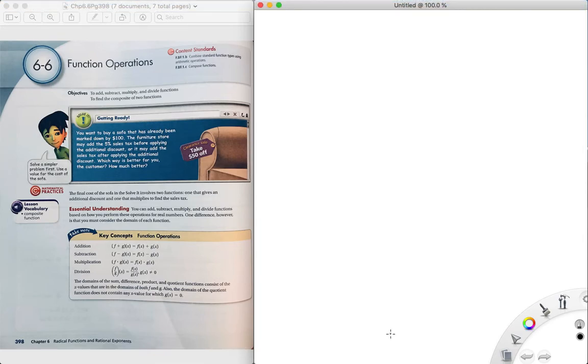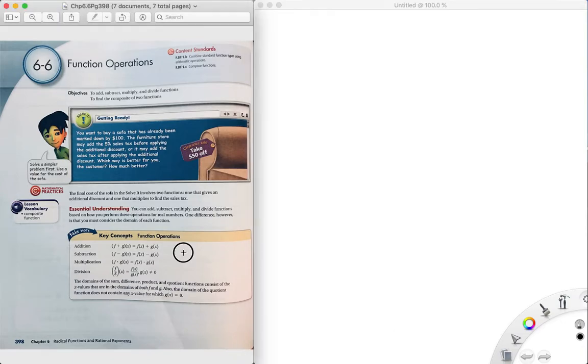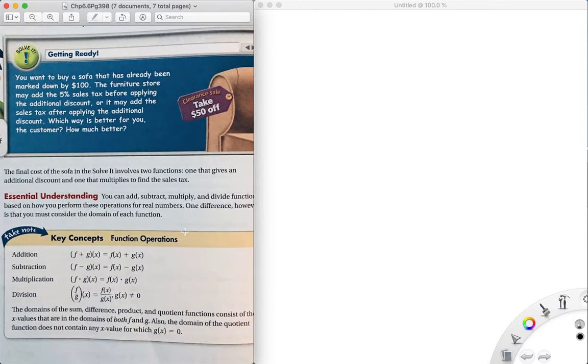Alright, this is Algebra 2, Section 6.6. Function operations. Another way that we can write equations is to write them in function notation form.